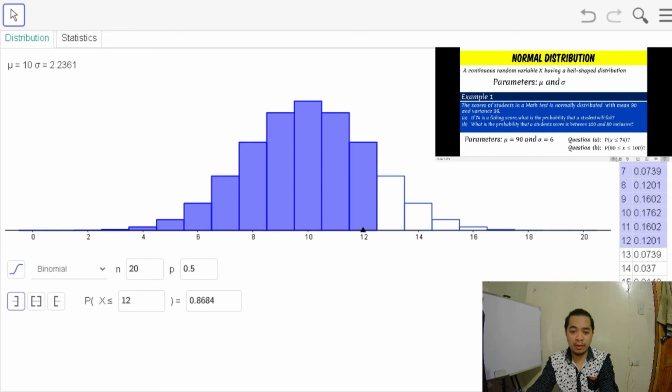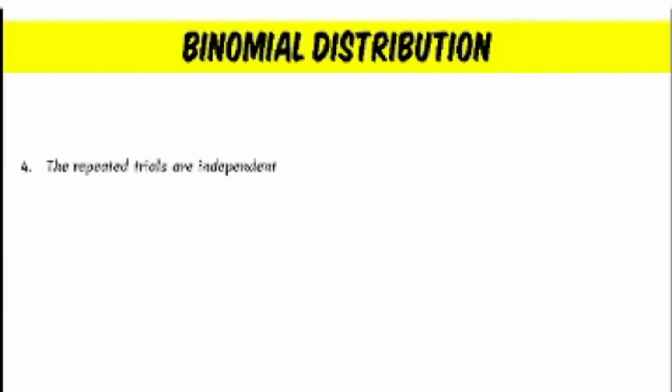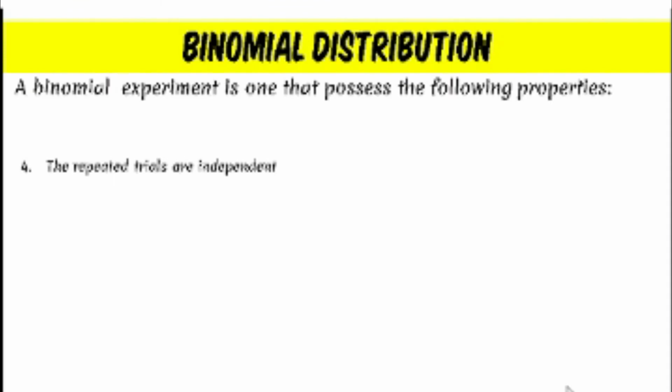What is a binomial distribution? First, we need to know what we mean by a binomial experiment. In statistics, a binomial experiment is one that possesses the following properties. Number one, the experiment consists of n trials. So you have an experiment. What are examples of experiments?